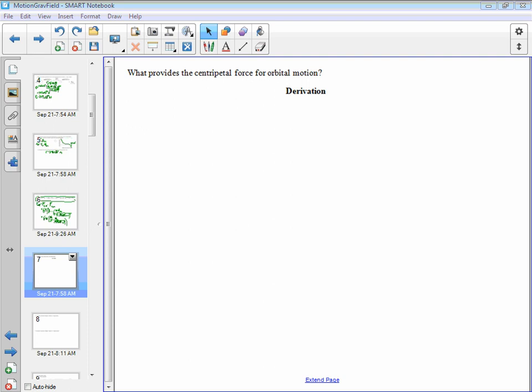Now we're going to show Newton's derivation of Kepler's third law. So all this comes from circular motion. Last year, when you studied circular motion, you knew that there always had to be a force directed inward to cause the object to keep moving in a circle. So what provides that centripetal force for orbital motion? Well, it is the force due to gravity.